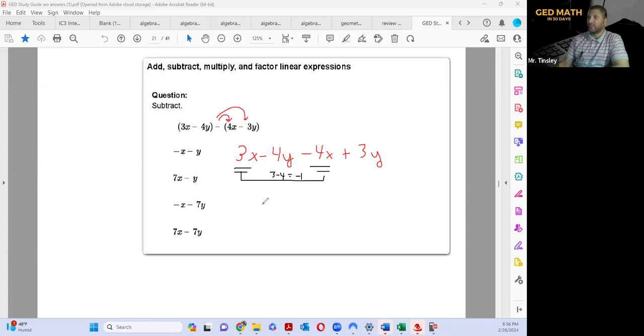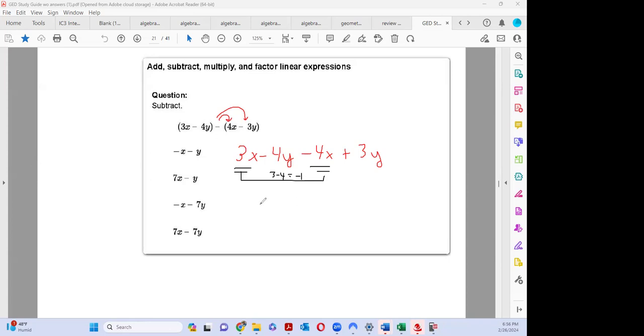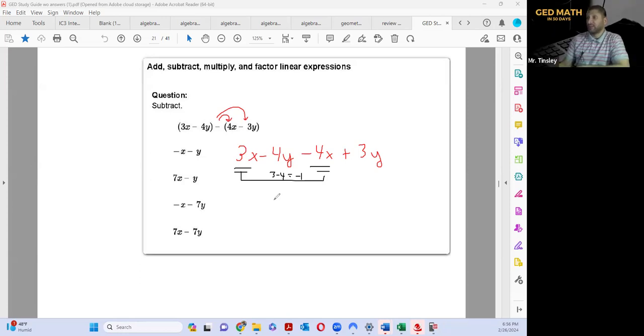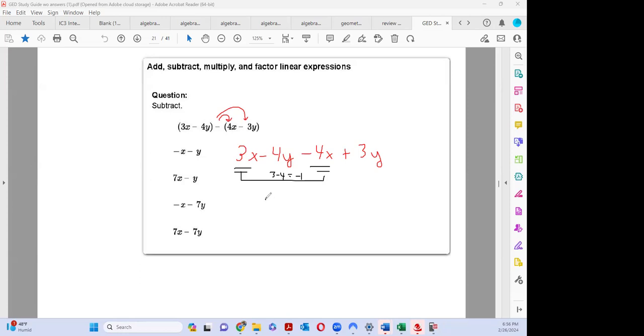So anytime there's a negative on the outside of the parentheses, not between them, on the outside of the parentheses, that means just change the sign of everything inside.